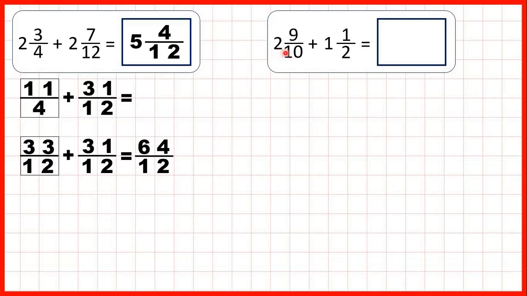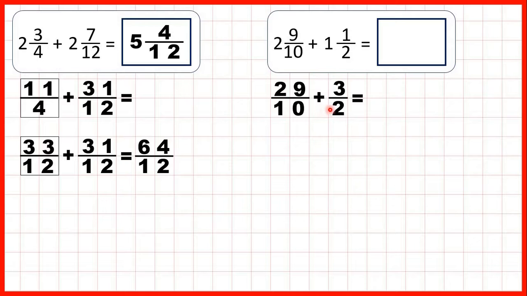Now we have 2 and 9/10, plus 1 and a half. So first, 2 and 9/10 as an improper fraction is 29/10. That's because 2 times 10 is 20, plus 9 is 29, and the denominator stays the same. Now, 1 and a half is 3 over 2, or 3 halves, as an improper fraction, because 1 times 2 is 2, plus 1 is 3.